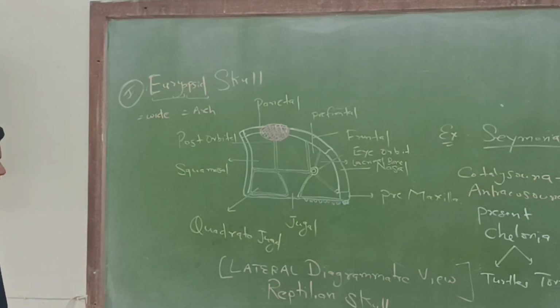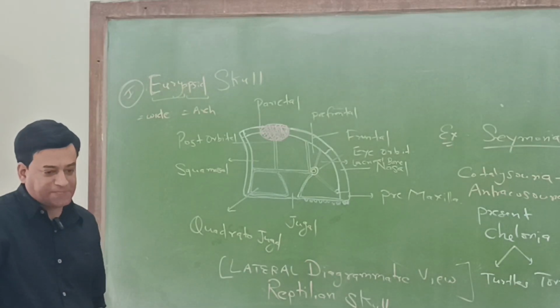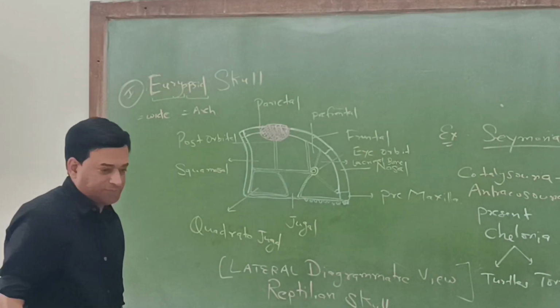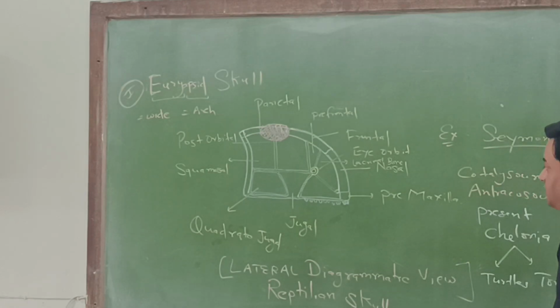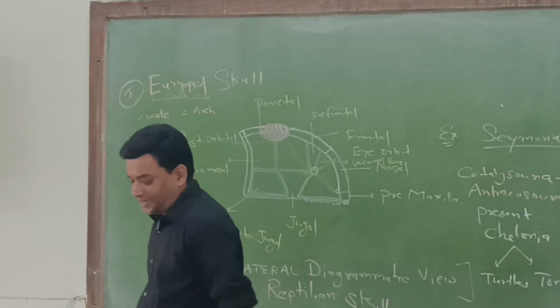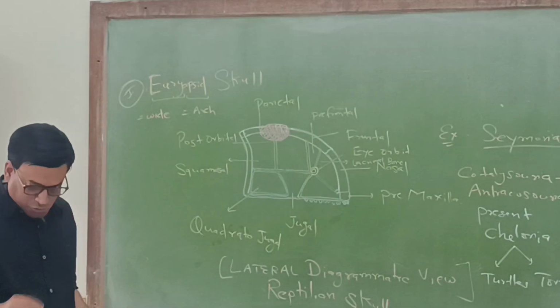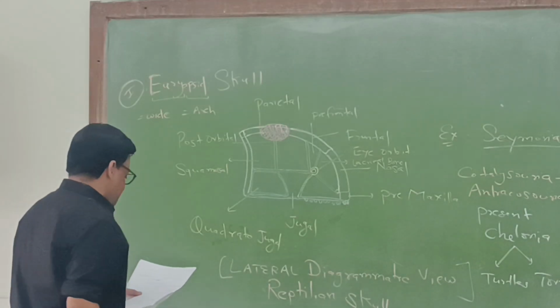So the category will be the Euryapsid skull. So draw this. Today you have to draw 5 skulls. Each will represent a particular type of skull. So they have a cavity, and the name of this cavity is a supratemporal vacuity or a cavity.